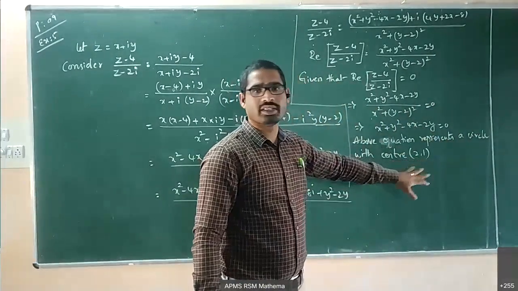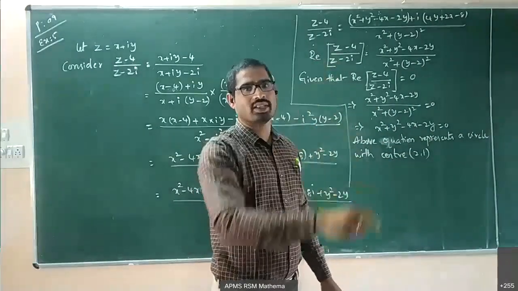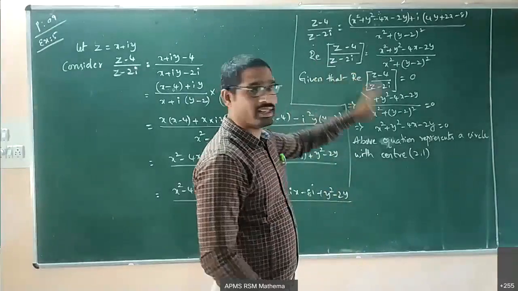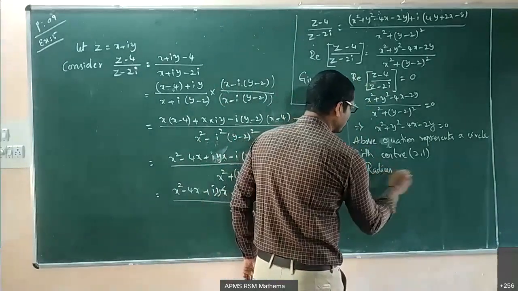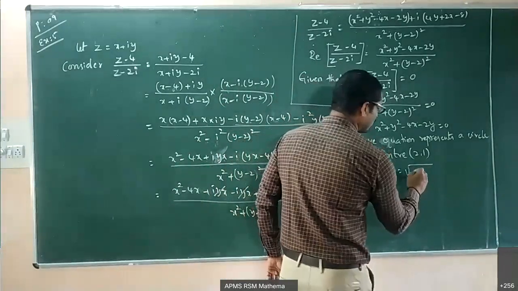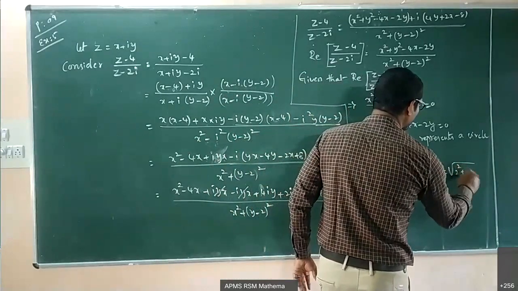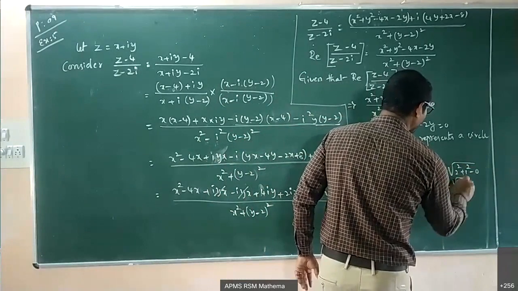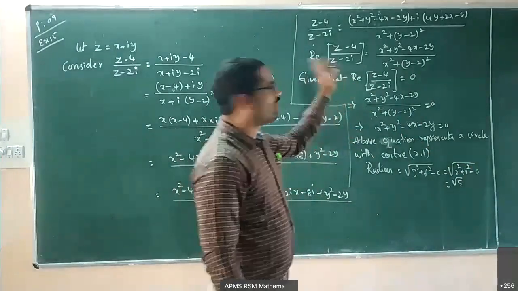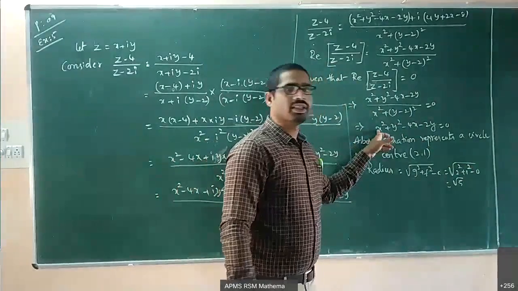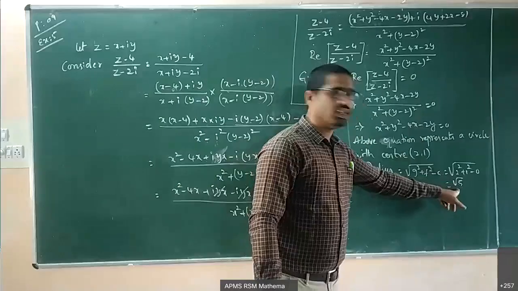See, for finding the locus, if you know this center, that is not enough. We should know the radius also. What is the radius of that circle which Z is satisfying the given condition? So we find the radius. Radius is equal to square root of g square plus f square minus c, which is 2 square plus 1 square minus 0, which is square root 5. So it is very clear that the locus of Z is a circle with center (2, 1) and radius square root 5.